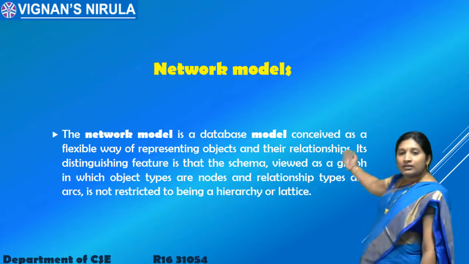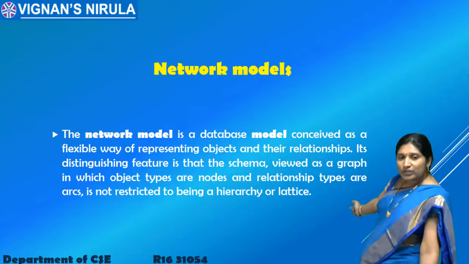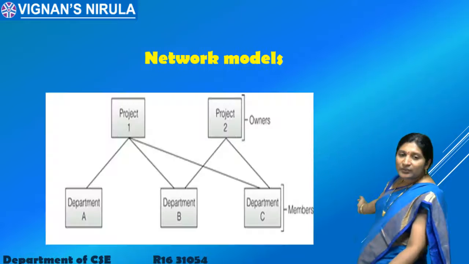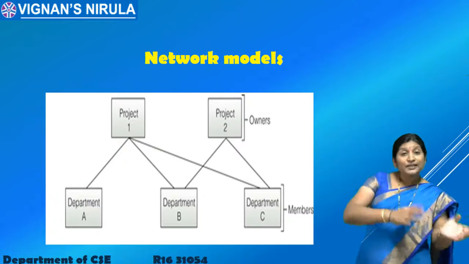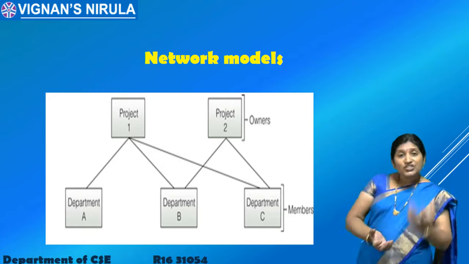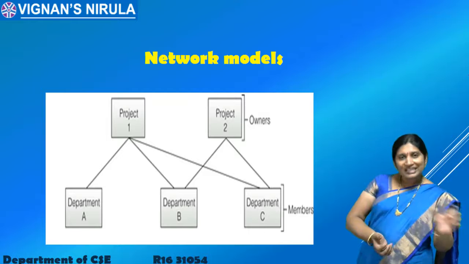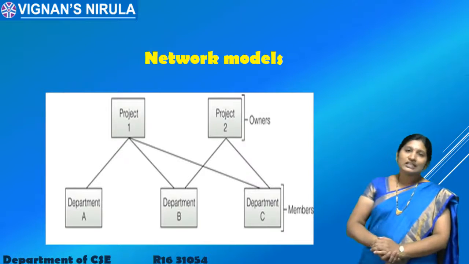Project 1 and project 2 are the two nodes. Project 1 is related to department A and department B, and project 2 is related with department B and department C. Like that, we will relate one item to another item. The relationships among the data items are depicted by using the arcs, totally forming one kind of graph, or the graph can also be called a network.